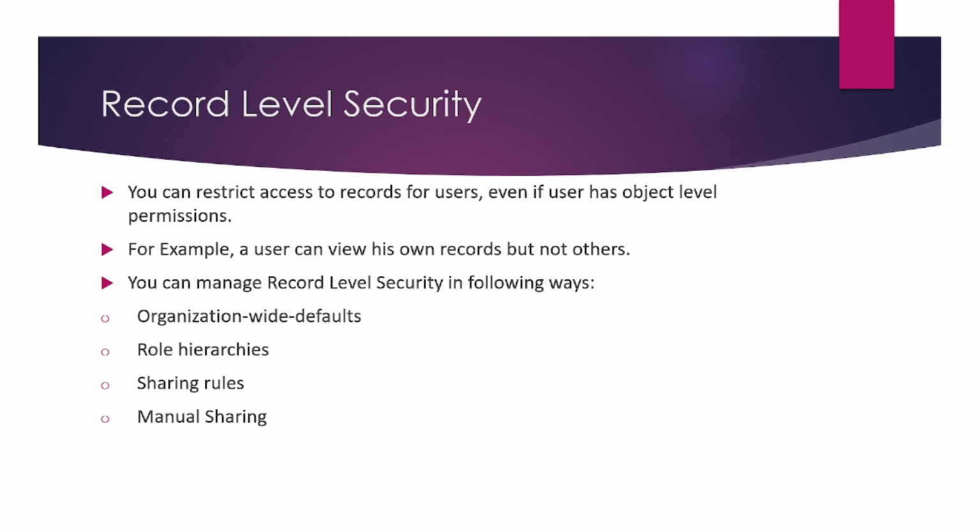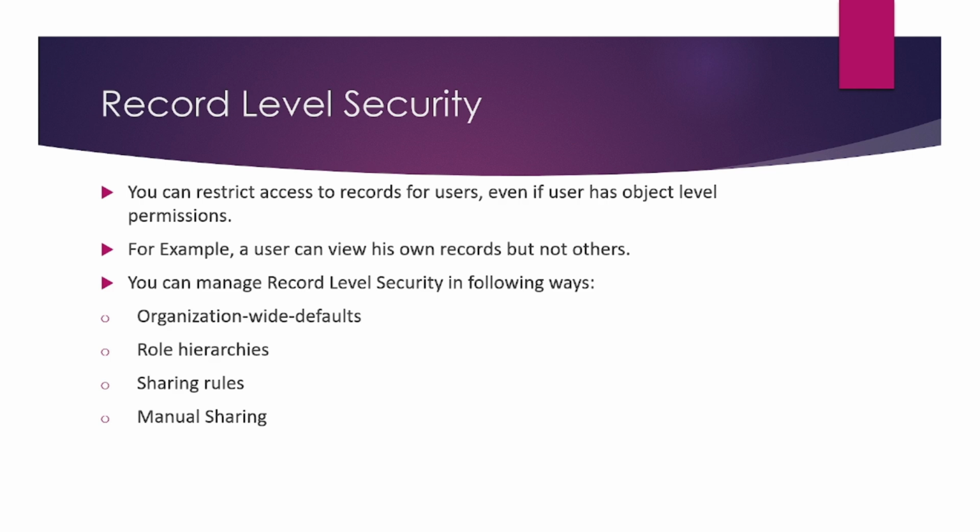Okay, then let's start. You can restrict access to records for a user even if the user has object level permission. Like if we give access to a particular user at the object level, we can still restrict at record level. How, we will see in a minute. For example, a user can view his own record but not others.